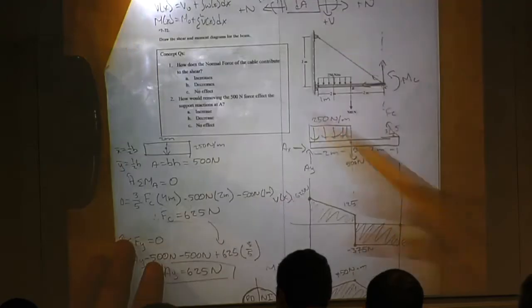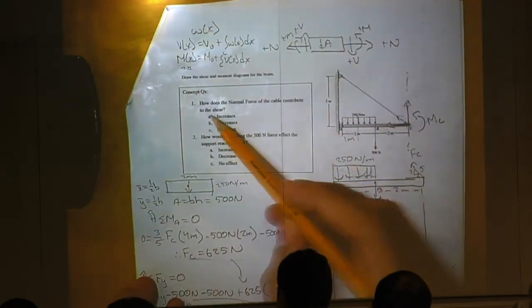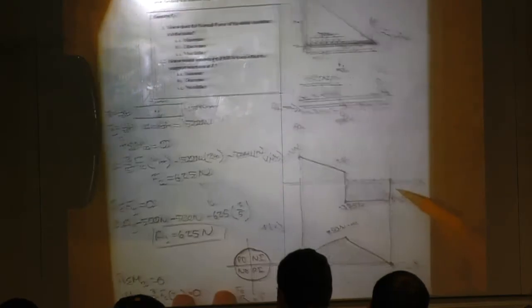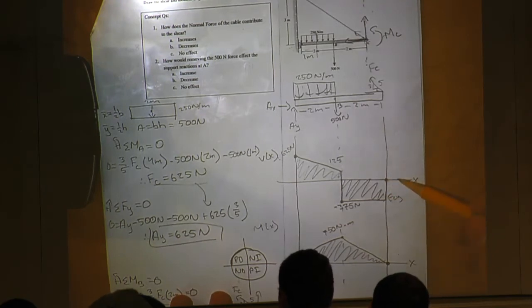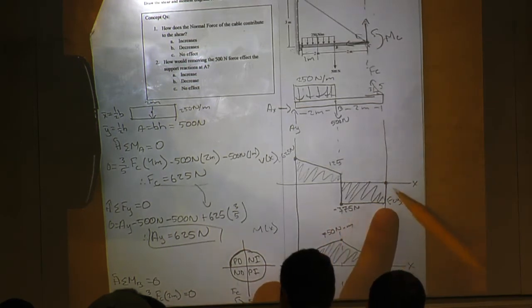All right, so we're going back to our conceptual questions. We did the shear moment diagrams here. How does the normal force of the cable contribute to the shear? If we look at our diagrams, the cable brings it up. So does it increase the shear? Does it decrease the shear? In our case, it brings it from a negative 375 to 0.